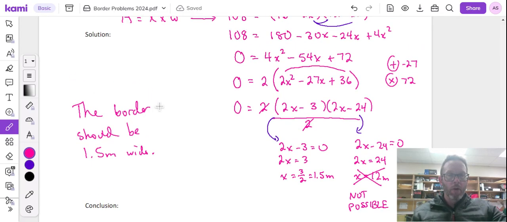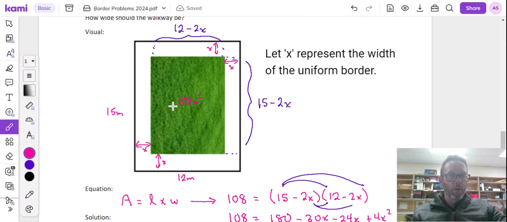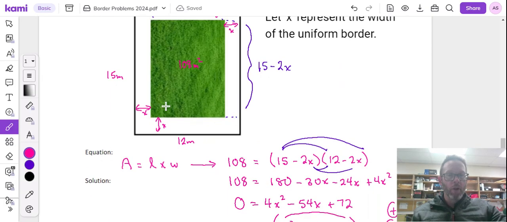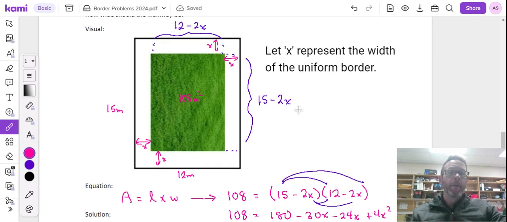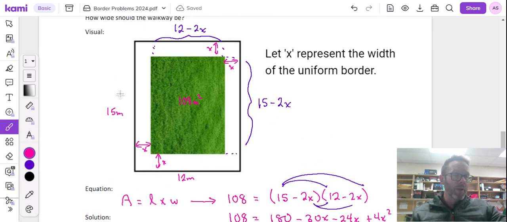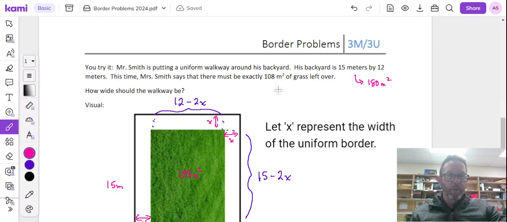All right. Now, I think it's worth doing a quick check here. So 1.5 on either side means you're taking 3 away from the width and 3 away from the length. 15 minus 3 is 12. 12 minus 3 is 9. And you can double check for yourself that 12 times 9 is 108. And we did it correctly.